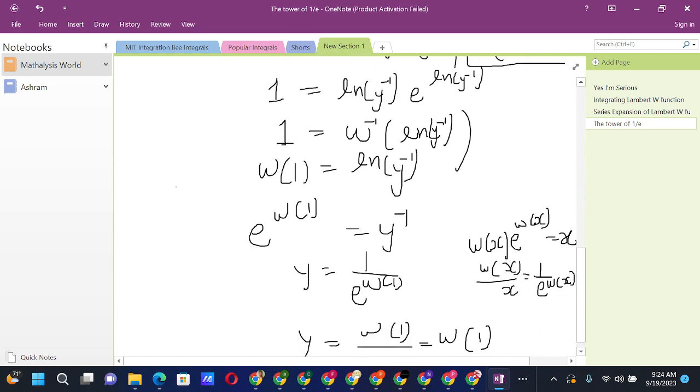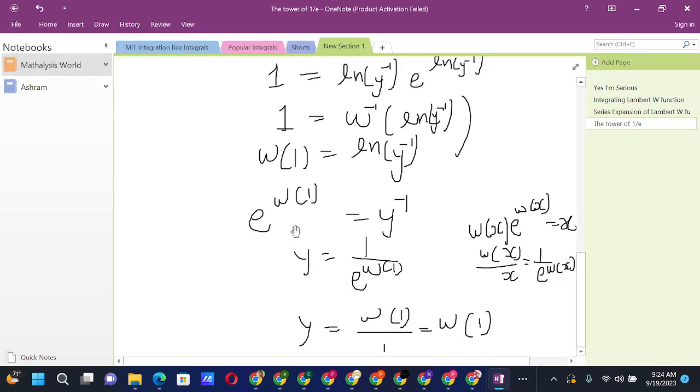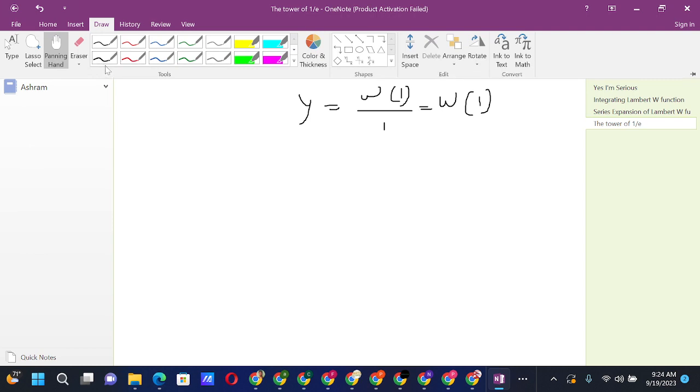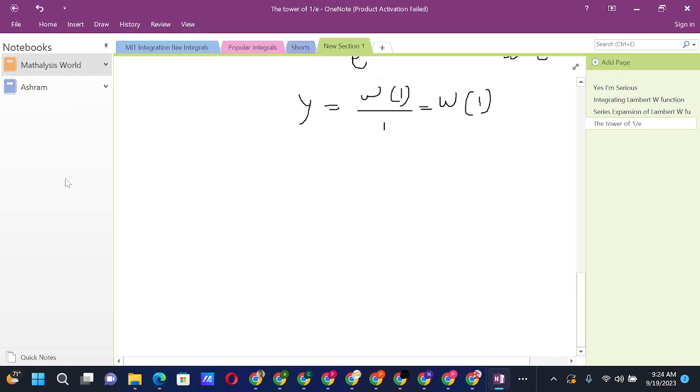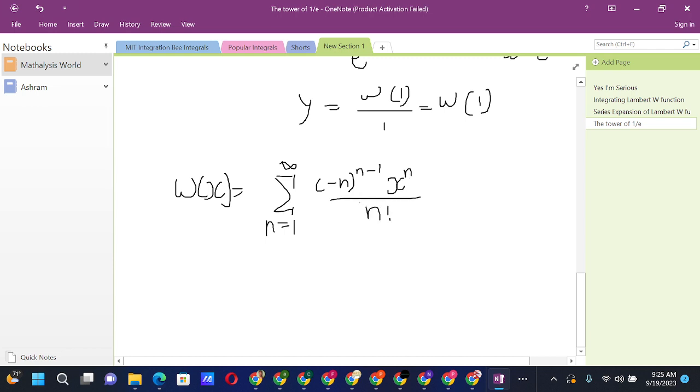But now how do we find the value for Lambert of 1? For that we can use the series expansion for Lambert of x. We have Lambert of x as the following series: summation where n goes from 1 to infinity of minus n to the power n minus 1 times x to the power n by n factorial. So now if we substitute x as 1 and evaluate the sum, we will get Lambert of 1.